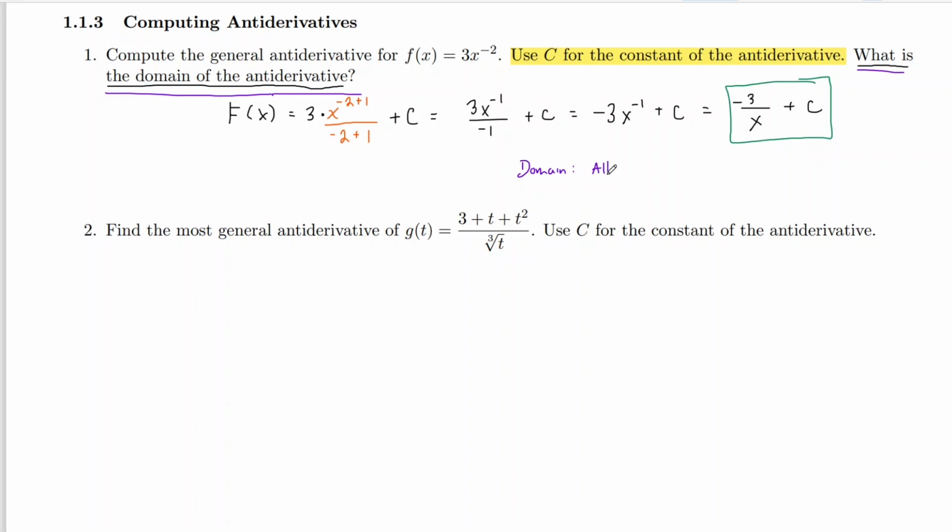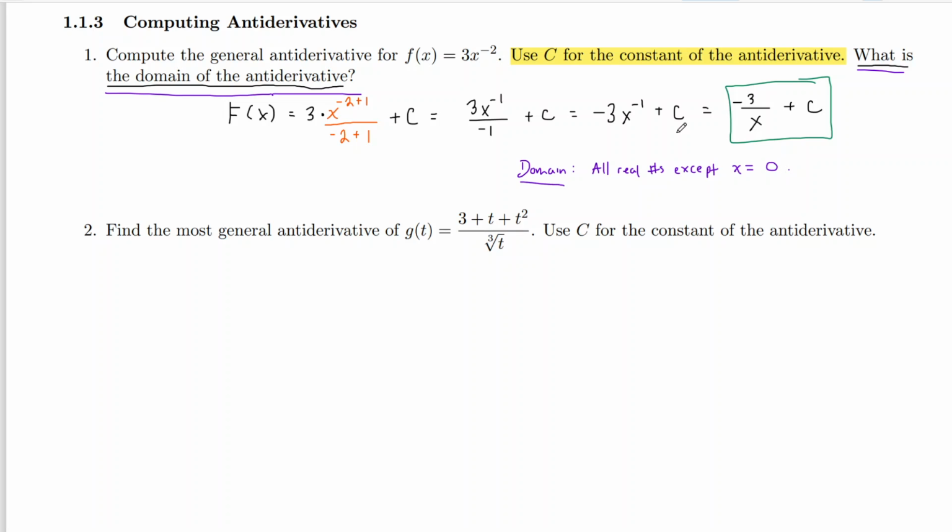is all real numbers, except what? What can we not plug in for x here? Well, we can't plug in 0. If x is 0, we're dividing by 0. So it's all real numbers except x equals 0.